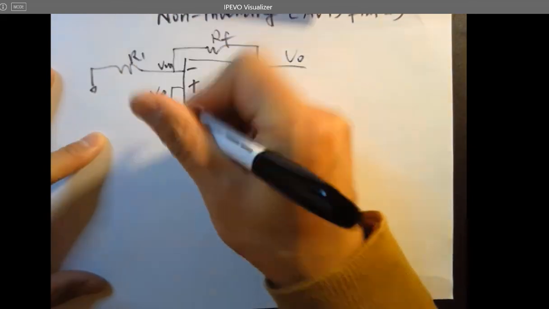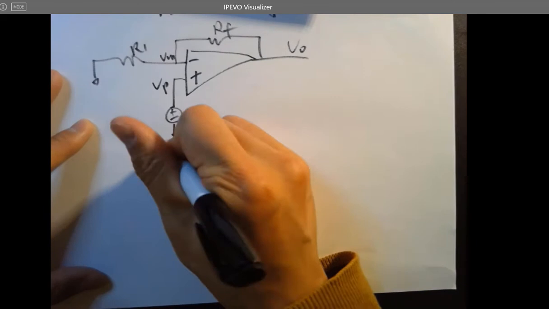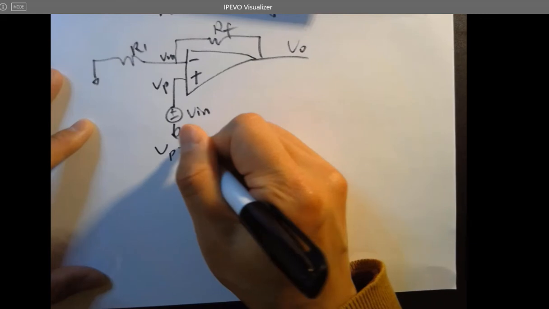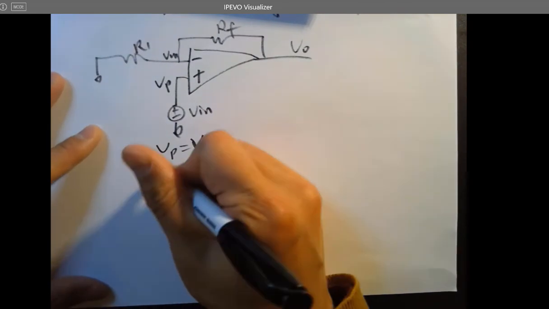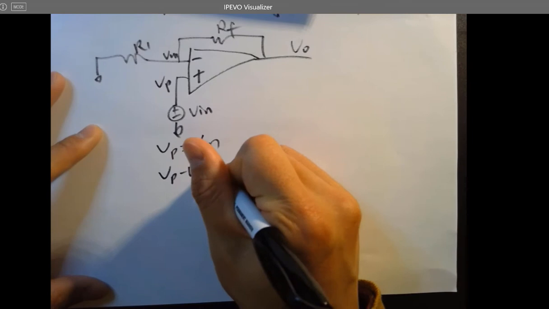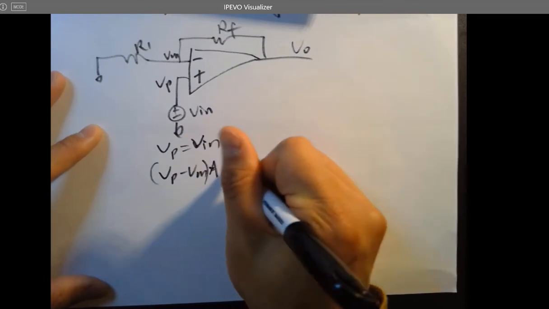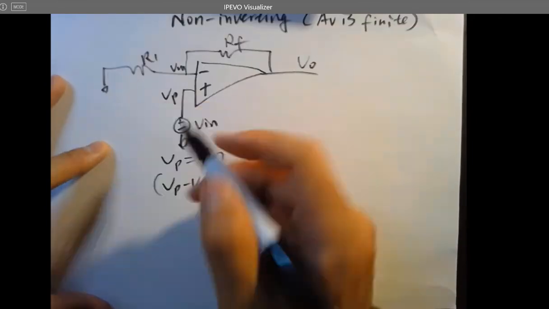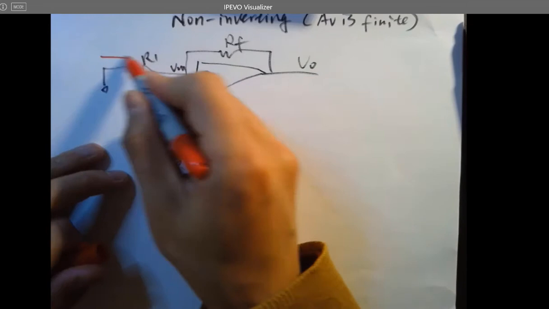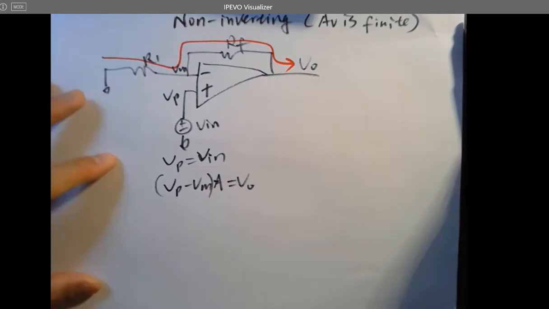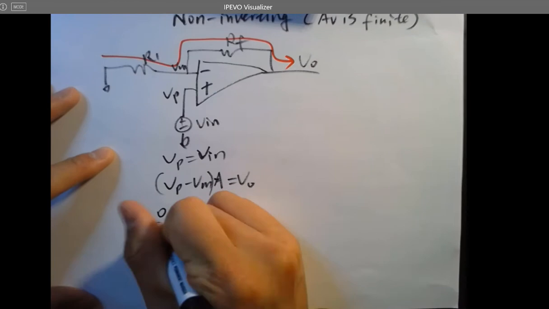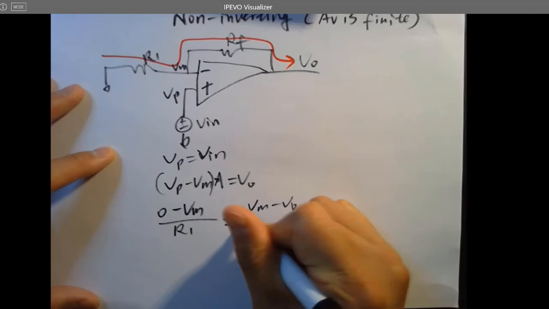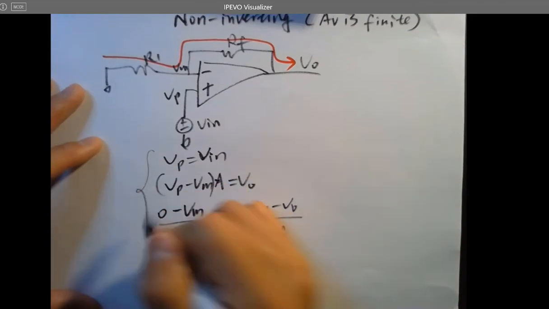VP, VM, Vin. VP is Vin, no problem. They are the same voltage node. First equation we can list. VP minus VM times A equals VO, no problem as well. That's the definition of the op-amp. And here, that's the same current from here to here. So you know 0 minus VM over R1 equals VM minus VO over RF. So the three equations should get you the result.